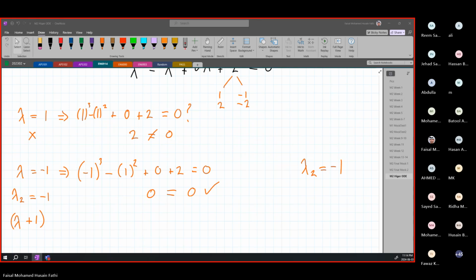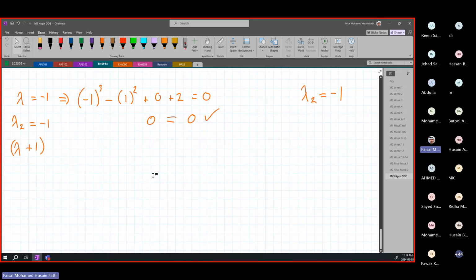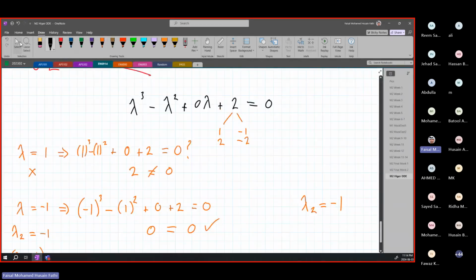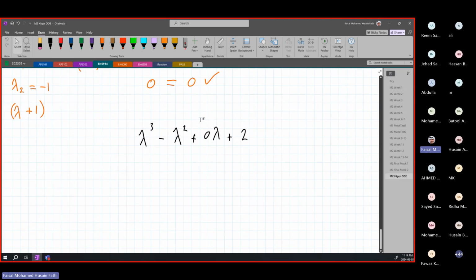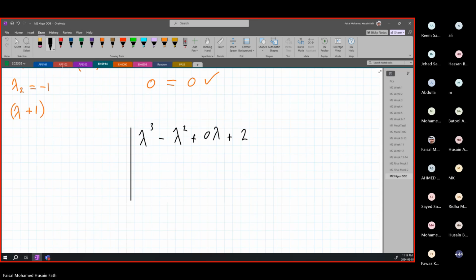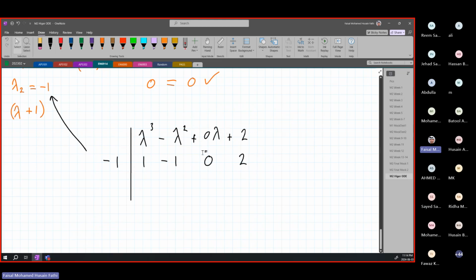So, let us move on now and find what will be remaining from this part, which is our lambda cubed minus lambda squared plus 0 lambda plus 2. Then I added the plus 0 lambda so I can avoid any confusions. We have, what is our root? Minus 1. So we're going to put minus 1. Let's put our coefficients. Minus 1, 0. You have to put your coefficient for lambda so you don't get confused. Even if it's all equal 0, you have to put its coefficient. That's why you add it to your equation.